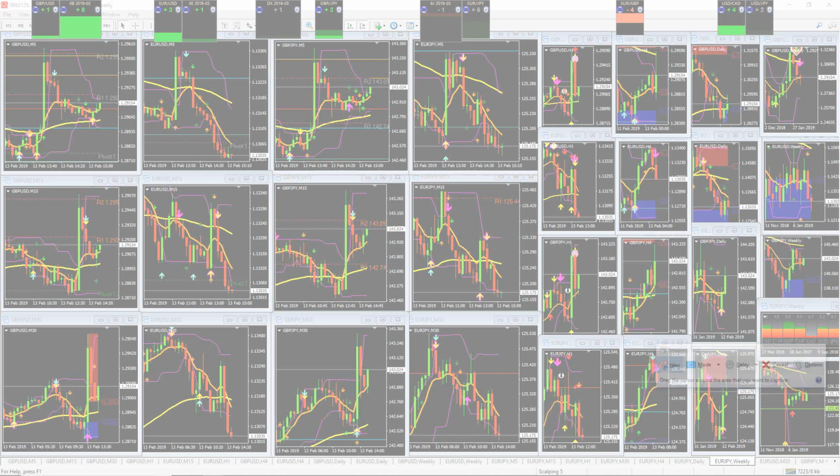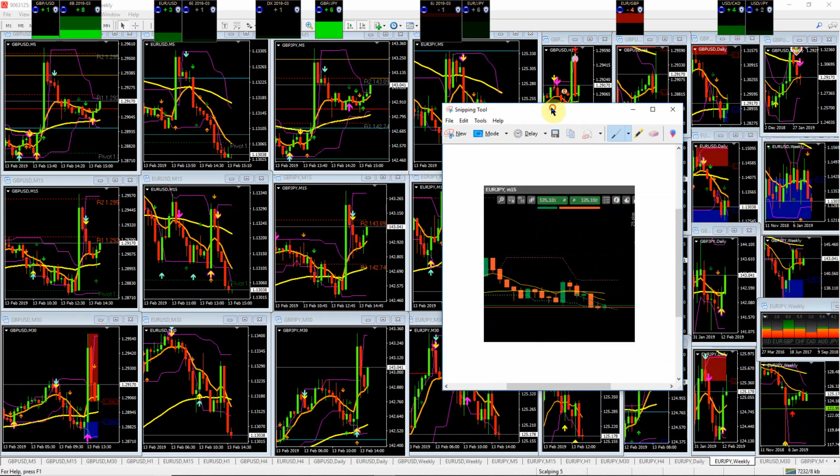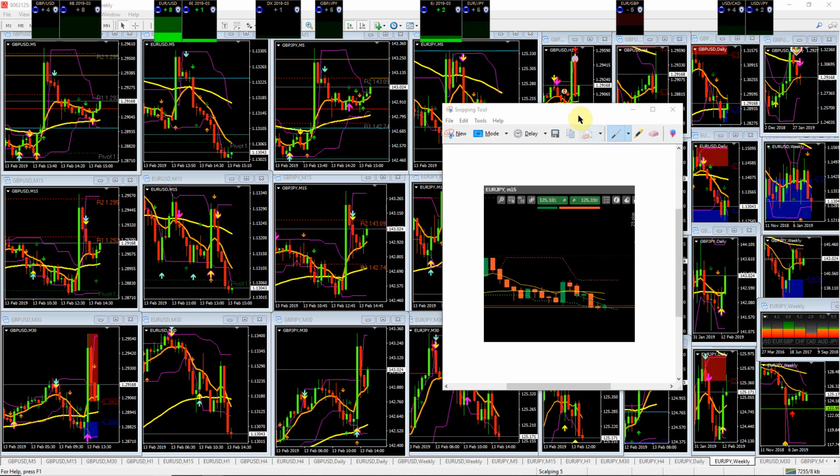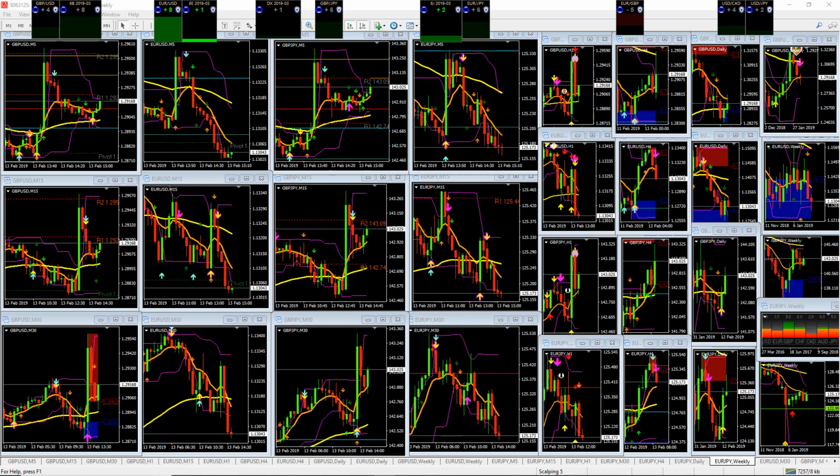Right. So, Euro JPY. That's the Euro JPY. Nice. That was in at 0.251 and it reached 0.183, which is just 6 and a bit pips. Phew.